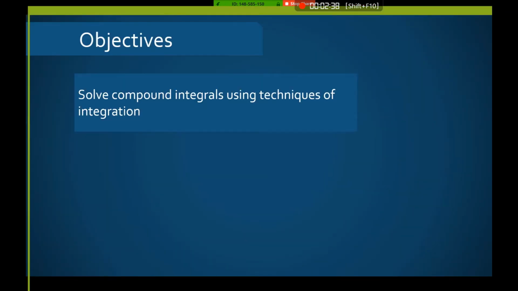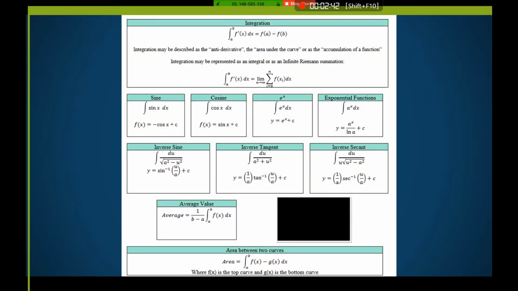We're going to be looking at some compound integrals that we can solve using different techniques of integration. Just for reference, I've posted a bunch of different integration rules here. Our general form for integration is, if we integrate from a to b, it's actually reversed. I'm going to go back and change this. F of b minus f of a.